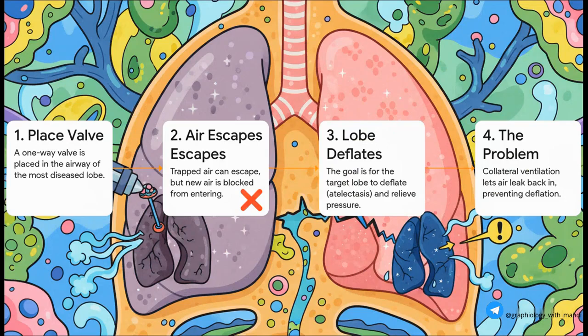Let me give you a perfect example of why this matters so much. There's a modern treatment for severe emphysema, where tiny one-way valves are placed in the airways of the most damaged part of the lung. The whole point is to let trapped air out, but not let any new air in. The goal is to get that lobe to shrink down, which gives the healthier parts of the lung more room to breathe. But what happens if the fissure isn't complete? That's right, collateral ventilation. Air just sneaks right back in from the lobe next door, that target lobe never deflates, and the whole expensive procedure is a total failure.